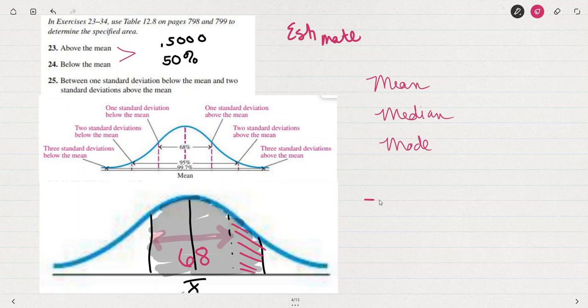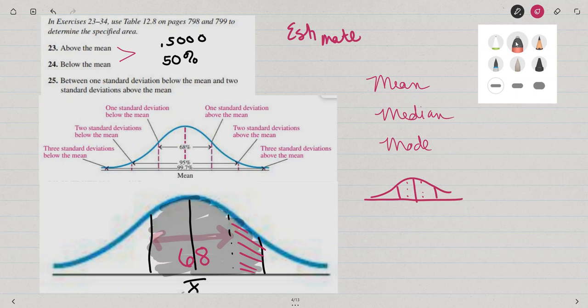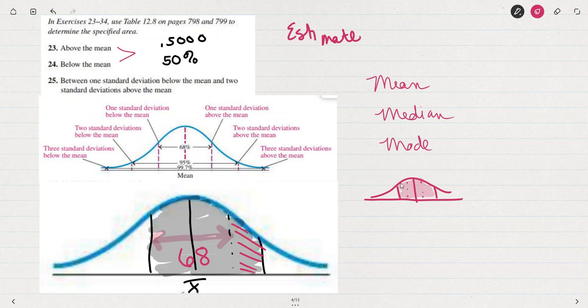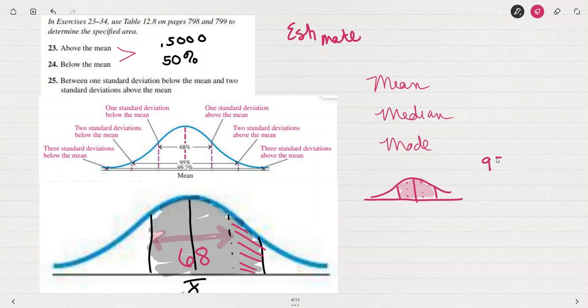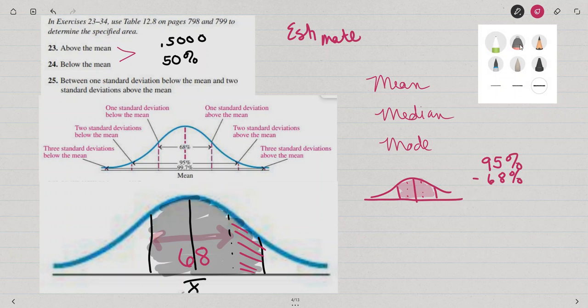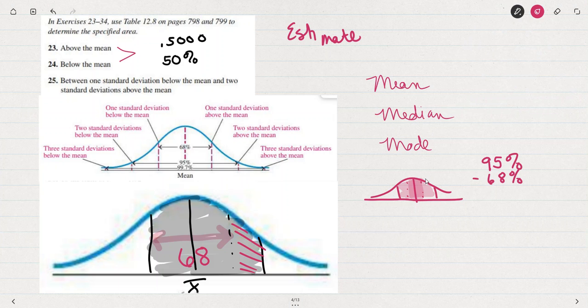If we went 2 standard deviations out, we would know that this entire space, the area under that curve, was 95%. And if I subtract the 68%, so in other words, I'd be subtracting this part. Let me try another color. I'd be subtracting this gray area in the middle.